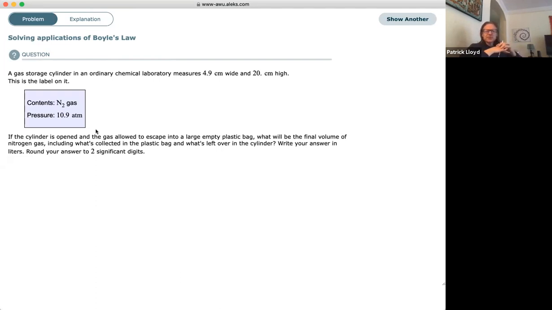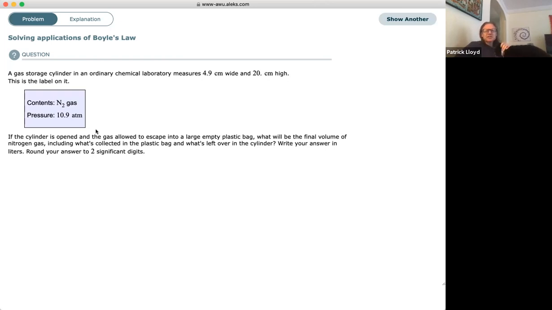If the cylinder is opened and the gas allowed to escape into a large empty plastic bag, what will be the final volume of the nitrogen gas, including what's collected in the plastic bag and what's left over in the cylinder? Okay, it's awkward wording just because sometimes simple things require awkward wording.